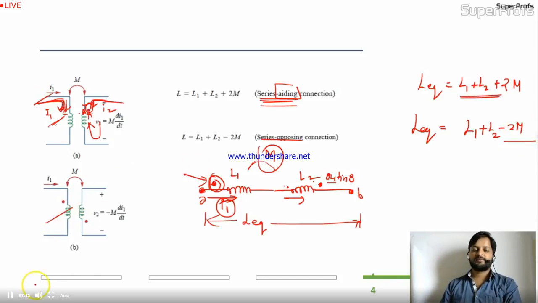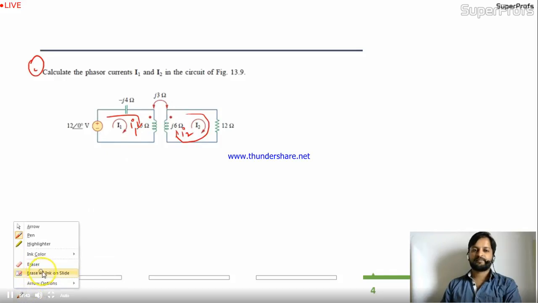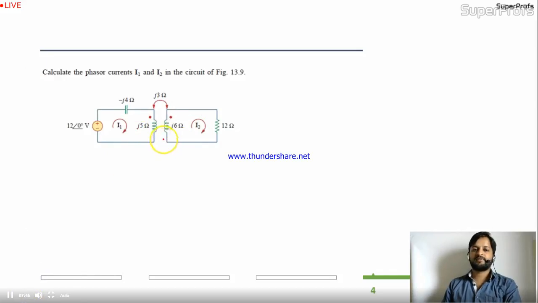So this is the concept, and I'll illustrate it in the next problem. We'll see over here. The question is: calculate the phasor currents I1 and I2 in the circuit. The circuit is given over here. If you take the circuit in your hand, you'll get the I1 current like this and the I2 current like this. This is I2. First, please identify whether the circuit is series opposition or series adding.